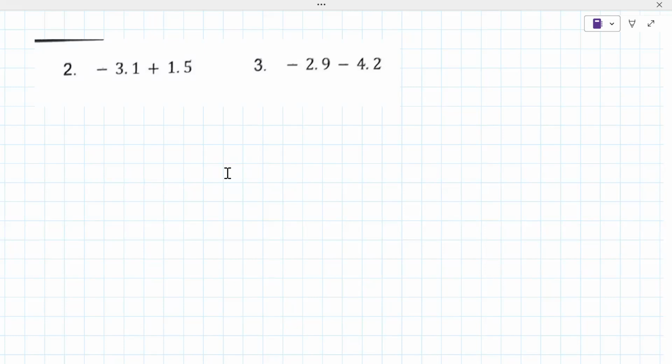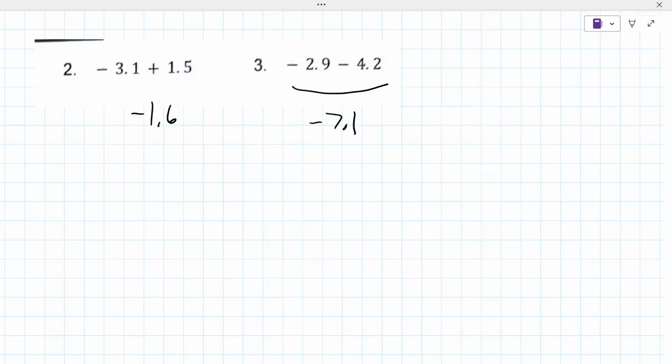Negative 1.6. Okay, good. All right, the next one. They're both negative, so the answer is negative seven over 7.1. Yeah, there you go, good.